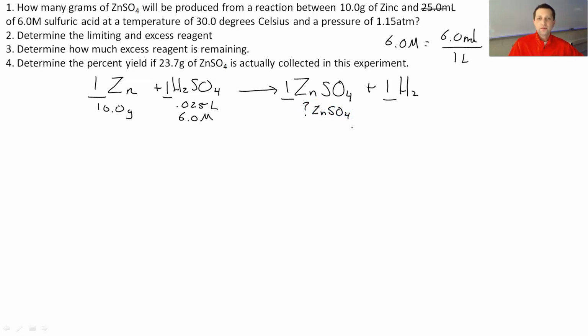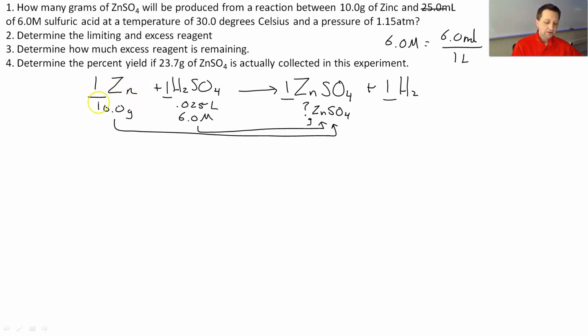Okay. Now it says we have a pressure of 1.15 atm and 30 degrees Celsius. Let's see if we need that. So I know I have to do what type of problem here? Well, it's going to be a limiting reagent problem because it even says for number 2, determine the limiting and excess reagent. So what I'm going to have to do here is convert all of this from the sulfuric acid into grams of zinc sulfate. That should be question mark grams. And then I need to convert the 10.0 grams of zinc also into grams of zinc sulfate.